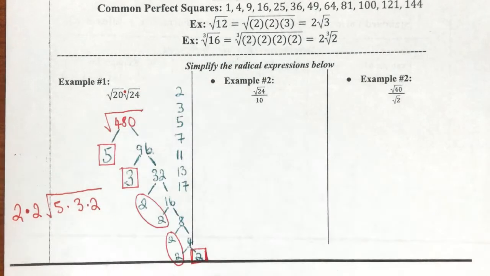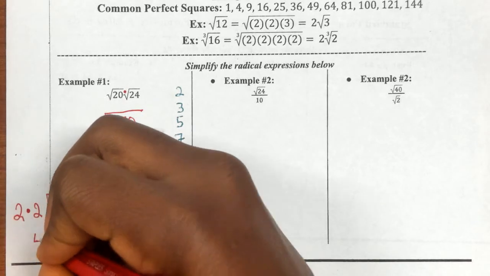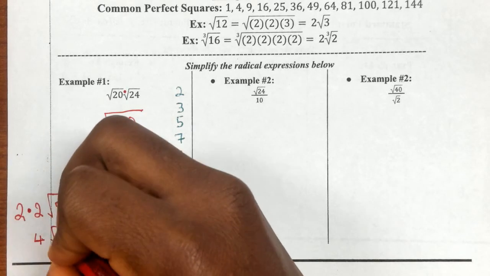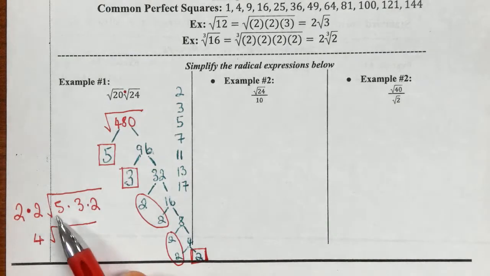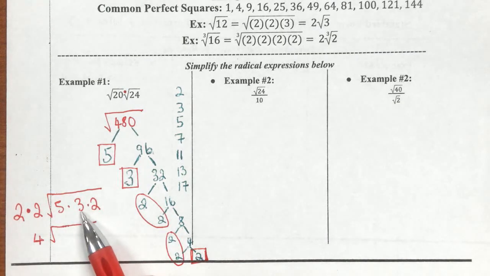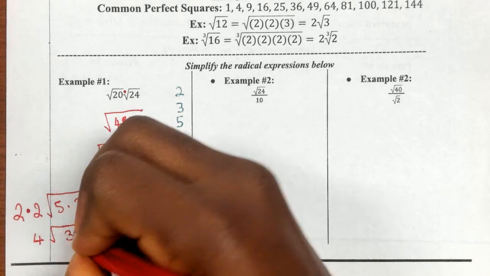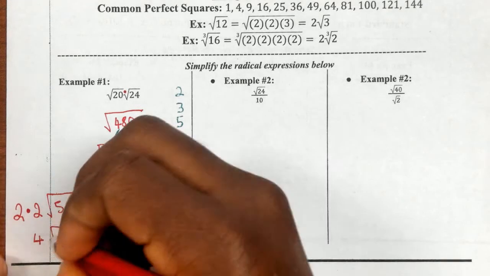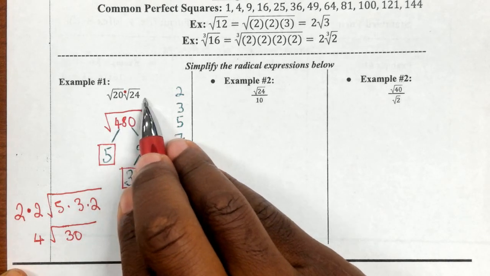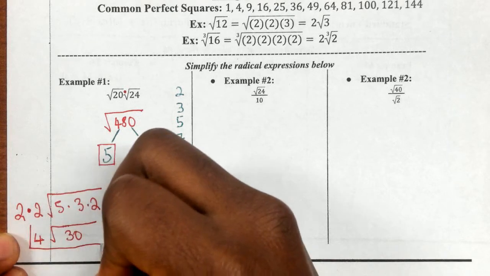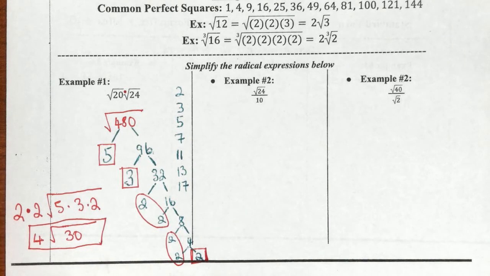Okay? So now let's calculate. 2 times 2 is 4. Okay? And then underneath my radical, underneath my square root, 5 times 3 is 15. 15 times 2 is 30. So my answer for square root of 20 or radical 20 multiplied by radical 24 would be 4 radical 30, or 4 square root 30.